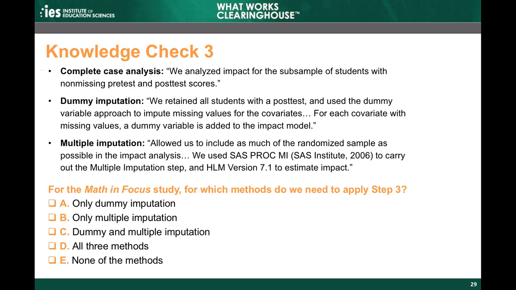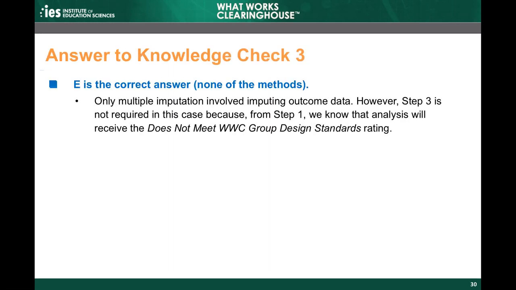Okay, I'm going to end the polling and show you the results. So it looks like the most common answer here is only multiple imputation. And the correct answer is actually none of the methods. I admit this is perhaps a bit of a trick question. I can completely understand why answer B is a tempting answer, but I will address that.